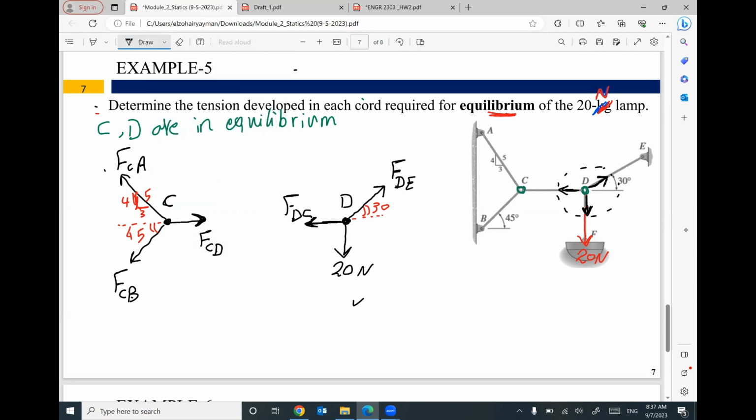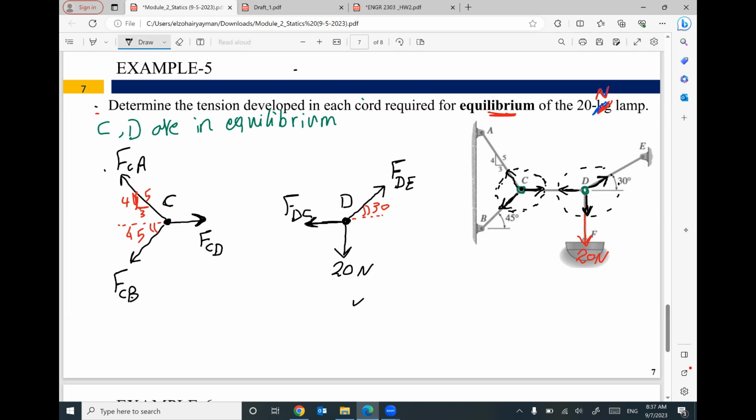One more time. At point C, we have a force in this cable, a force in this cable, and a force in this cable. This is all that you have at point C. Does that make sense? So you will ask me a good question.